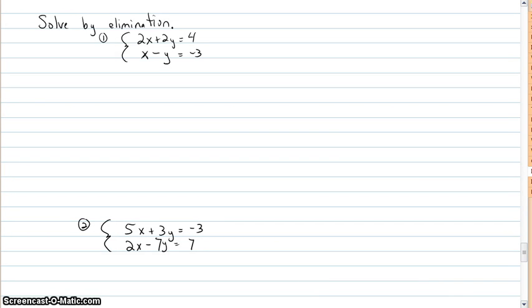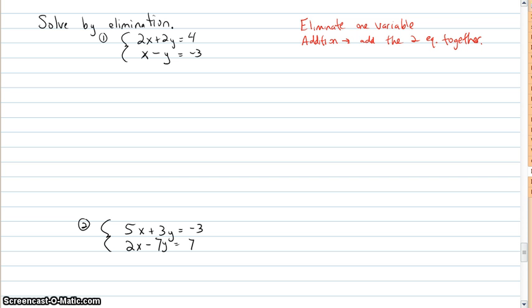Here are a few examples of solving a system of equations by elimination. First of all, remember that elimination means that you're trying to eliminate one variable. It's also called the method of addition because you want to add the two equations together. Remember that when I have an equation, I have to keep it balanced by adding the exact same thing to both sides of the equation.